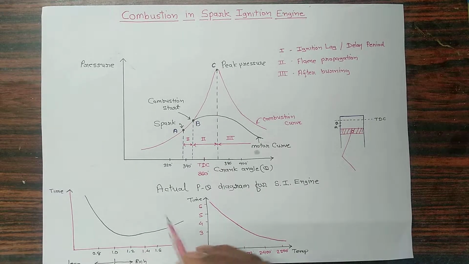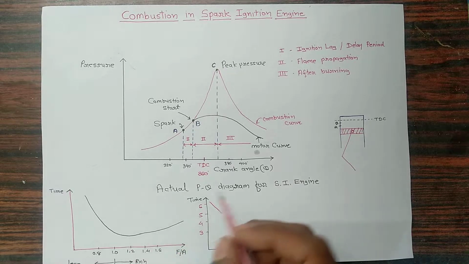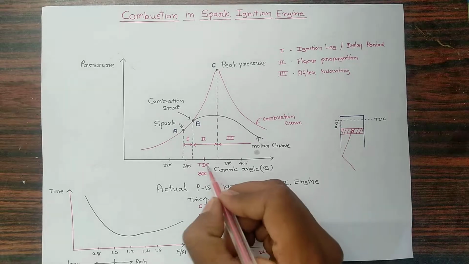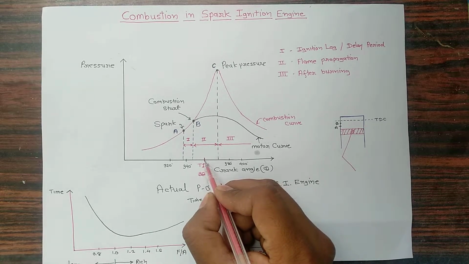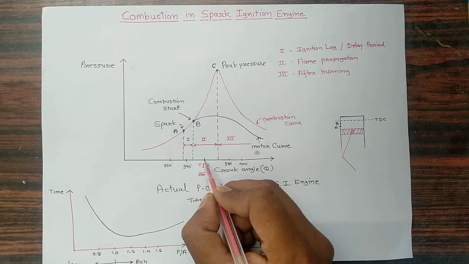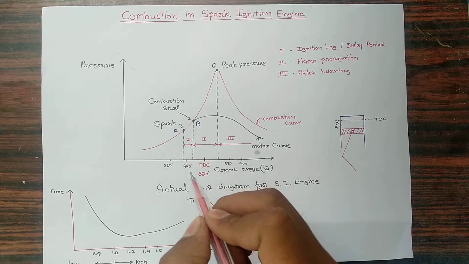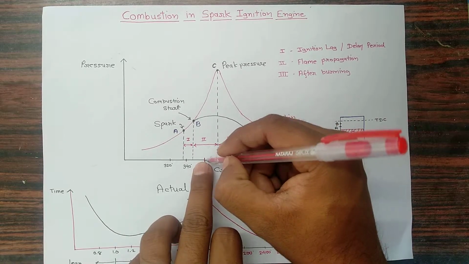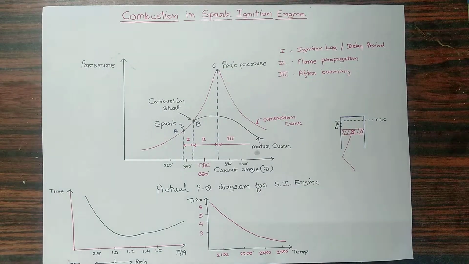In the theoretical cycle, we have assumed that the spark occurs exactly at the top dead center, exactly at the end of the compression stroke, and the fuel will burn spontaneously, so the pressure will increase exactly at the top dead center. That we have assumed in the theoretical cycle, right? But in the actual case the scenario is a little bit different. So today we will talk about how the fuel actually burns in the petrol engine.